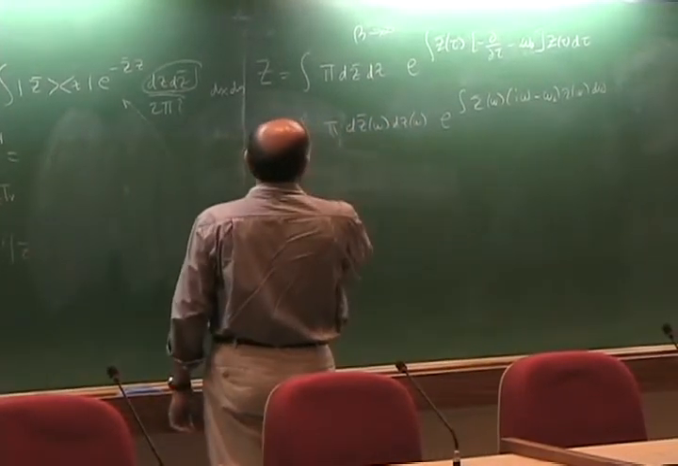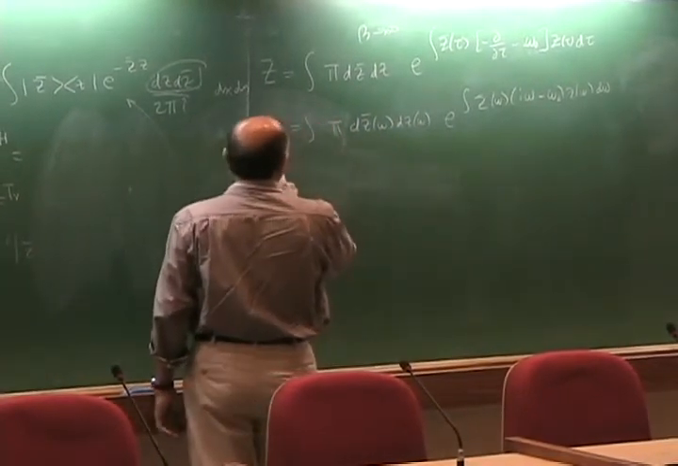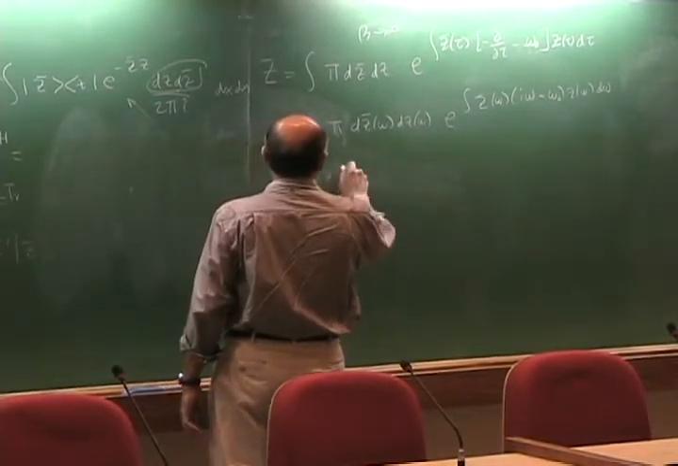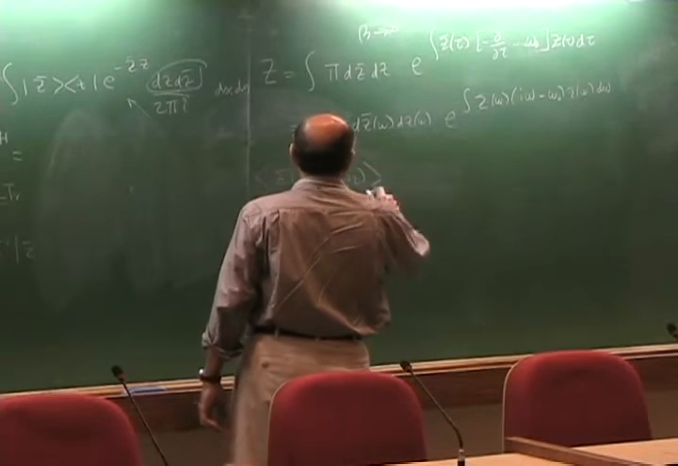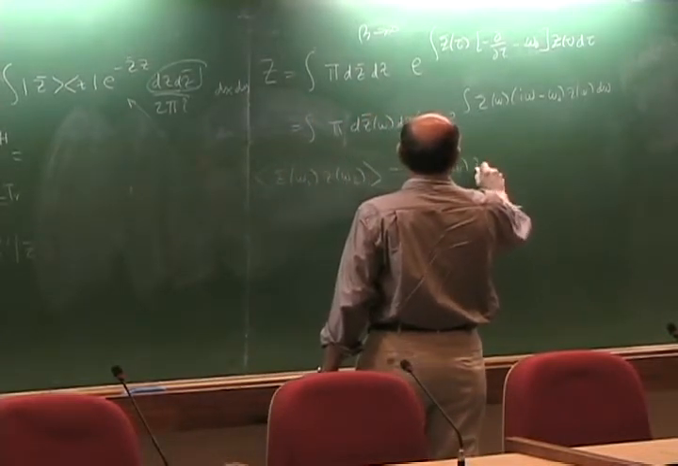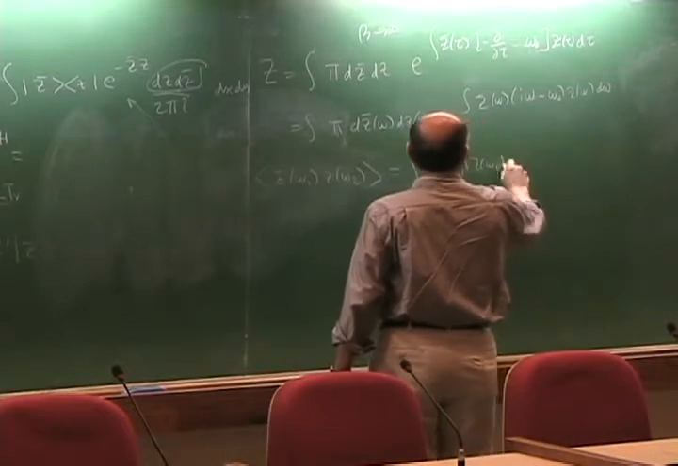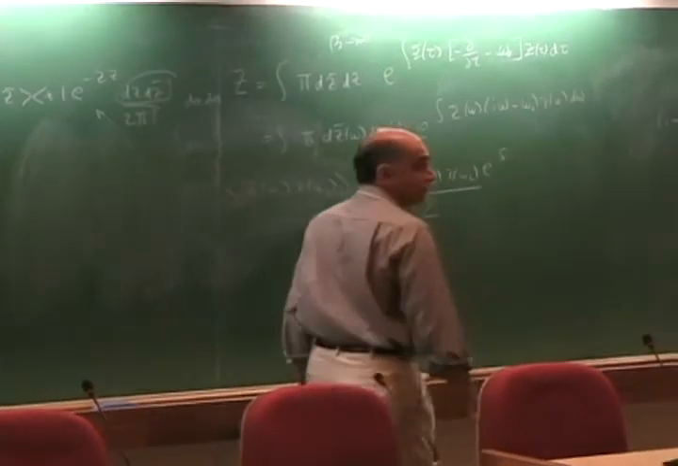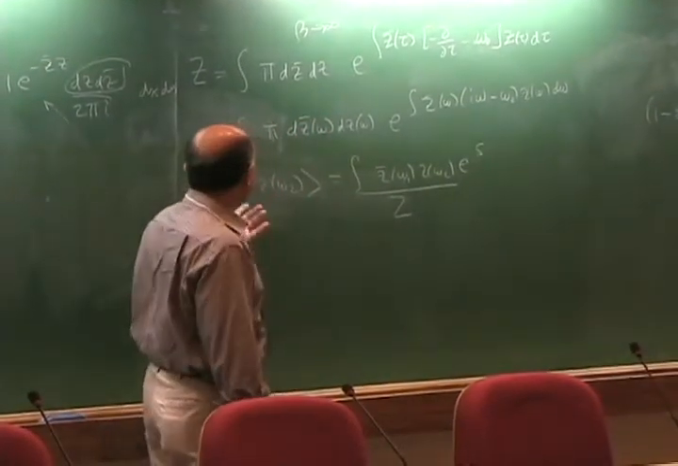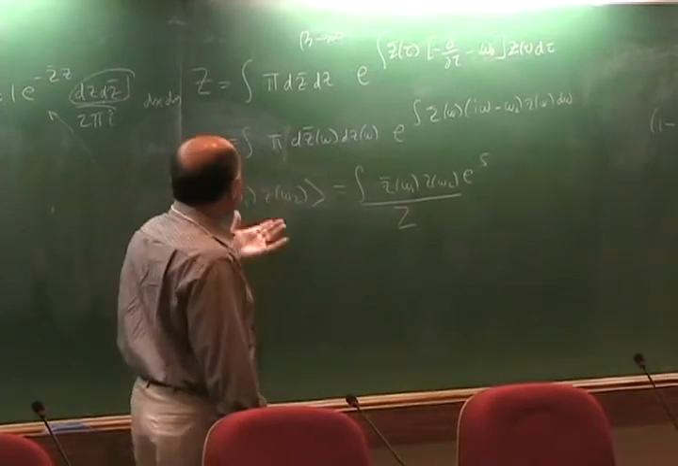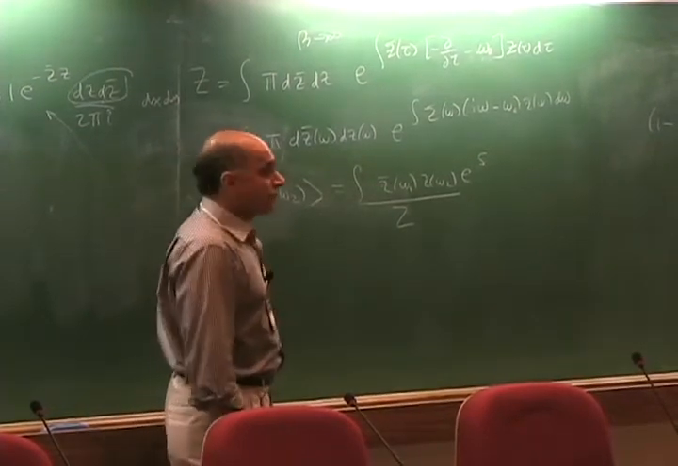In this partition function, sometimes one can ask the following question: what is the average of z bar of omega 1, z of omega 2, which is defined as writing z bar of omega 1, z of omega 2, all this times the action, divided by the partition function. That looks like a statistical average of some variable in the sum over states in the Boltzmann way. So this is called a correlation function.